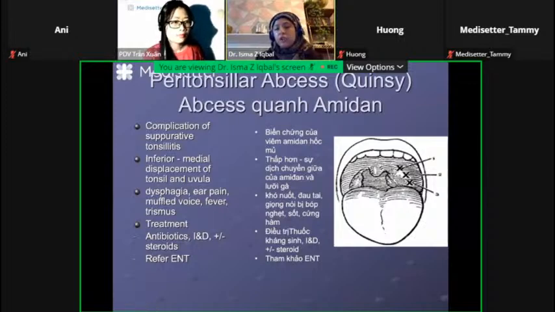One of the complications of tonsillitis is a peritonsillar abscess, also known as a quinsy.